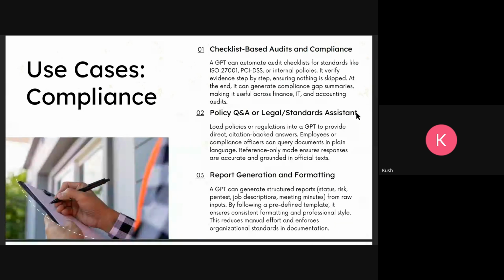Now we will just go through some of the use cases in the compliance section. So one is checklist-based audits and compliance. As we just saw a while back, you can upload the RCM. You can automate the audit checklist for standards like ISO, PCI, and internal policies. It will verify step by step, ensuring nothing is skipped. At the end, it can generate compliance gap summaries as we have seen right now, making it useful across the different departments.